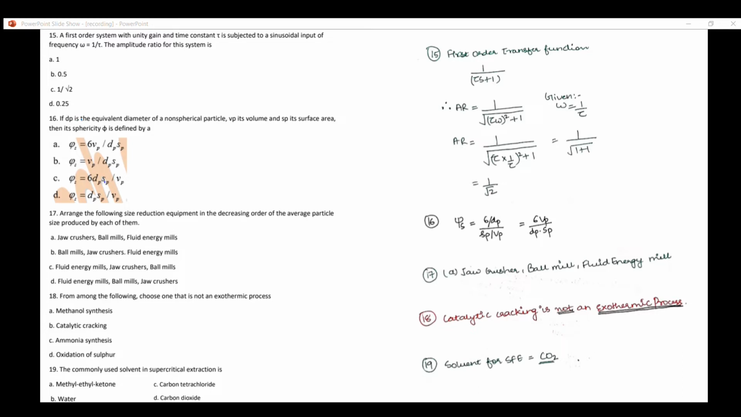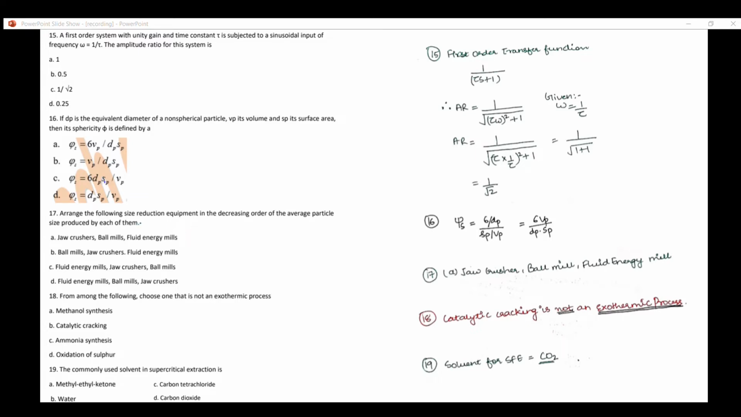Next, sphericity. So sphericity is the ratio of surface area of sphere to the actual surface area of the particle, and mathematically it can be represented as 6 by dp times sp by vp, where dp is the diameter of particle, sp is surface area of particle, and vp is volume of particle. And on rearrangement we'll get this particular form. Therefore option A is correct.